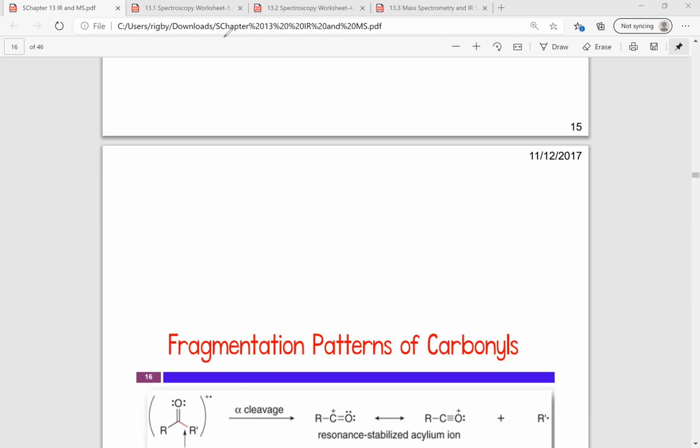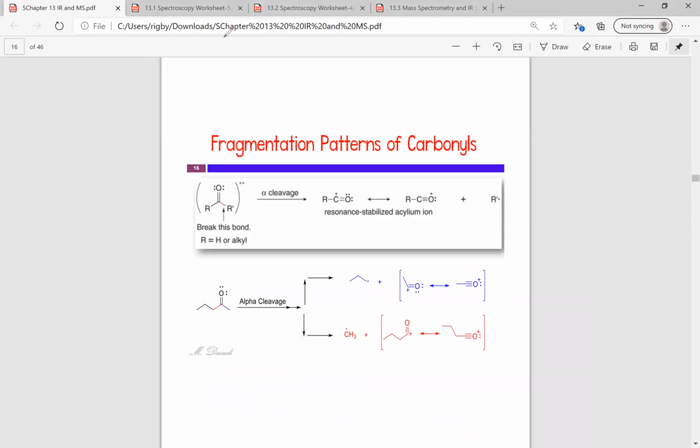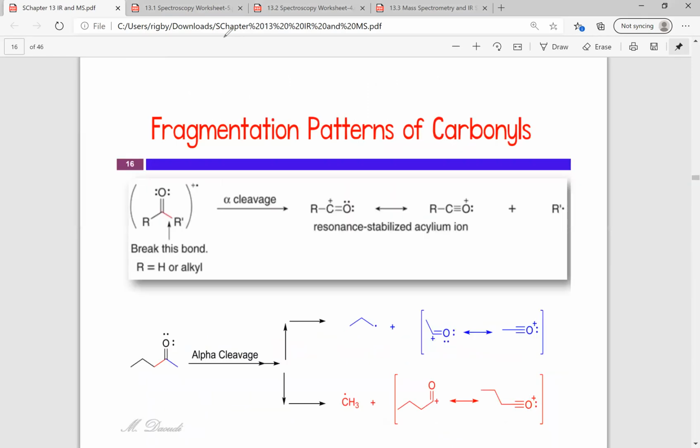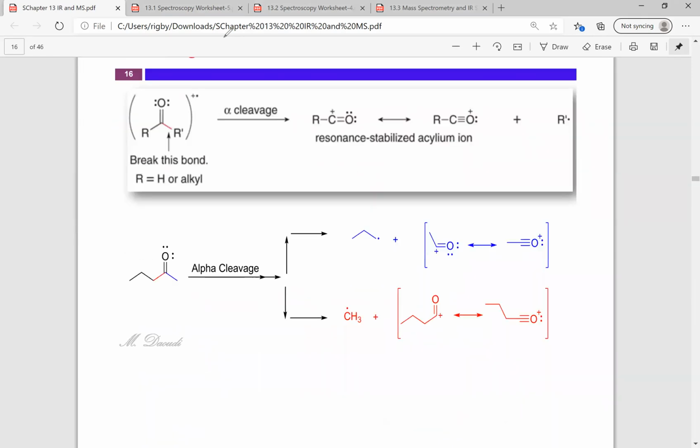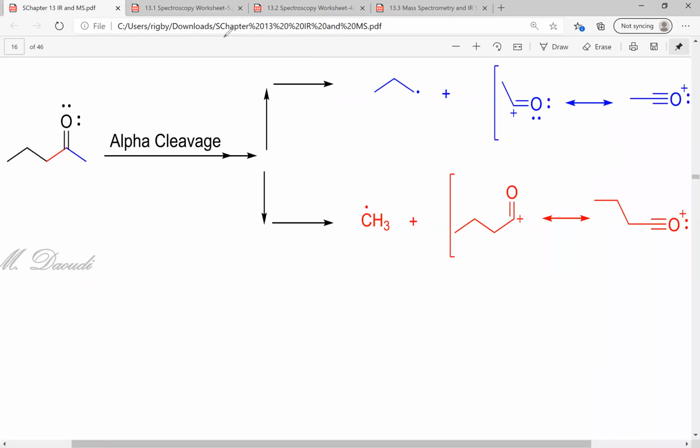All right. And so now let's talk about carbonyls. Carbonyl is just the blanket term for anything that has a carbon double bonded to an oxygen. So a ketone is a carbonyl, an aldehyde is a carbonyl, and so on. And so when we have a carbonyl, we're going to undergo something called alpha cleavage. What occurs there is when we look at a carbonyl, we consider the carbon that is directly attached to the oxygen as a starting point. And then any carbon that's directly attached to that carbon is known as an alpha carbon.